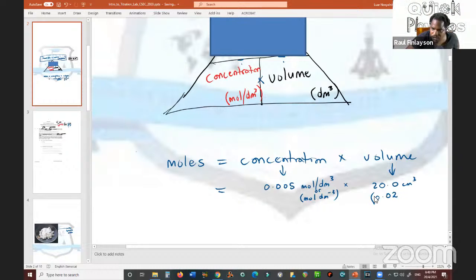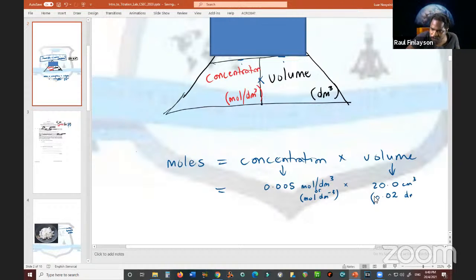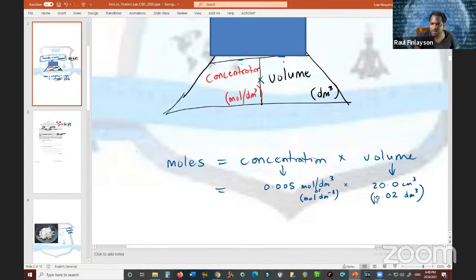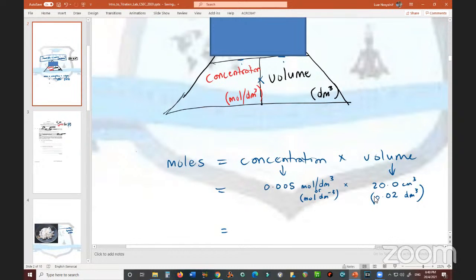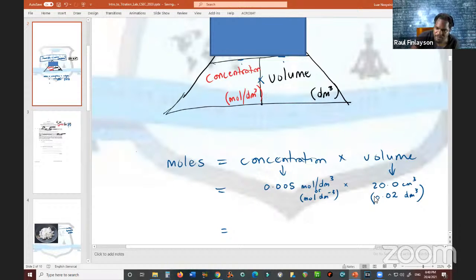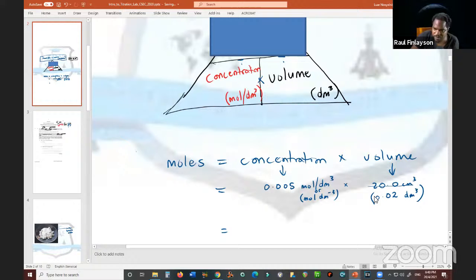So 0.02. And then that's it, we're almost there. So we're just going to do simple multiplication here. What I'd like to do first though is get the units correct. So you notice that this is in dm cube now. All right. So in fact, I'm going to draw a line through that. So I know this one is the one we're going to use.